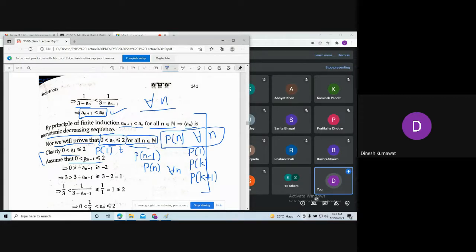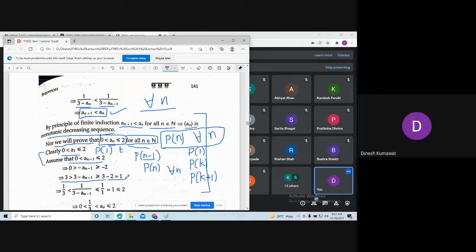Okay, so here we have assumed that this statement is true for P of n minus 1. Now we are going to check whether P of n is true or not. So you just multiply this inequality by a negative sign and then add 3 throughout this inequality. After adding 3, we have 3 on the left hand side, 3 minus a_{n-1} in the middle, and 1 on the right hand side. Is it clear to everyone up to here?